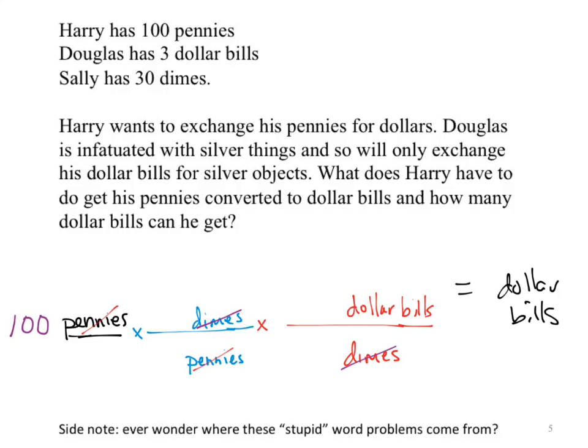Because Harry wanted to change all of his pennies across, which means we're going to take the exact total number of pennies that Harry has, and we've got 100. What's the conversion factor between dimes and pennies? 10 pennies is 1 dime. How did you know that? That's a conversion factor that you pulled from your brain.